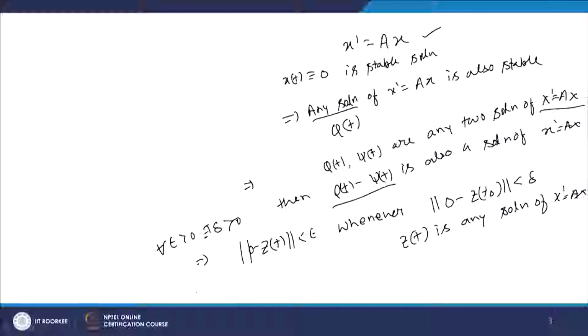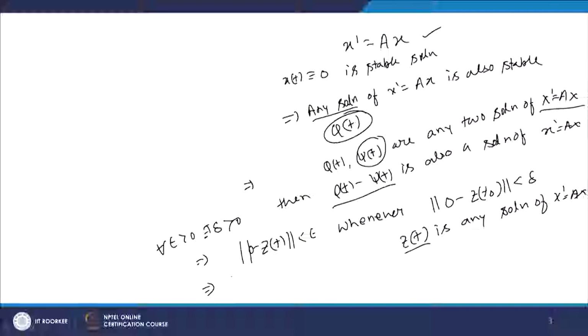Now since z(t) is any solution, and we already know that phi(t) is a fixed solution of x' = Ax for which we want to find the stability criteria, let us say that psi(t) is any solution. So fix phi(t), and psi(t) is any solution. It means that if psi(t) is an arbitrary solution of x' = A(x) and phi(t) is a fixed solution, then phi(t) minus psi(t) is also an arbitrary solution of x' = A(x). So in particular I can take z(t) as phi(t) minus psi(t).